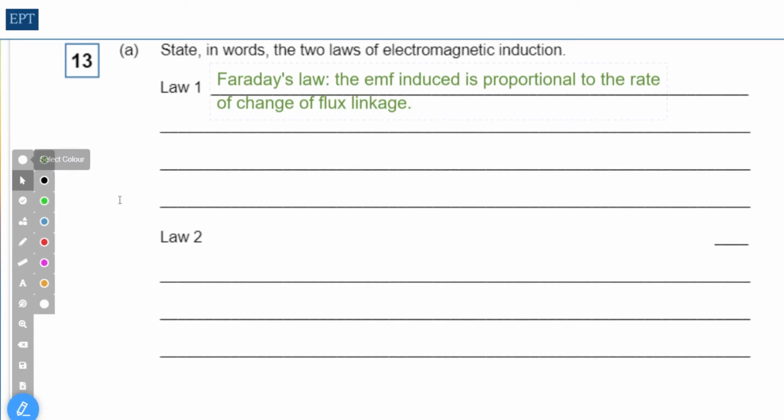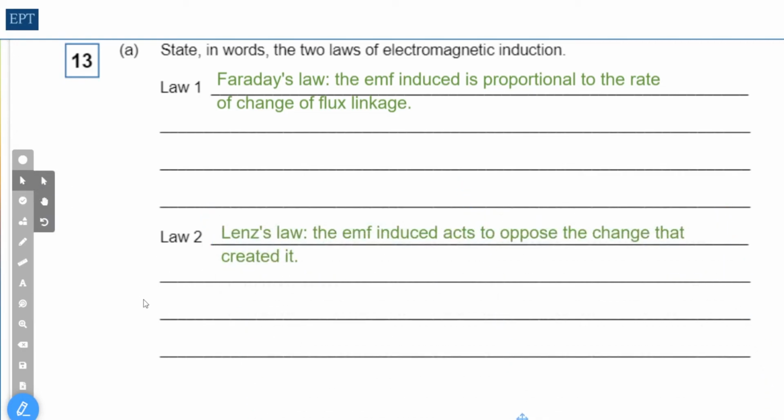The second law is Lenz's law and is the one that normally requires a bit of thought. Lenz's law tells us that the EMF induced acts to oppose the change that created it. A lot of my students find the wording hard for this, so maybe try and commit this to memory. Lenz's law, the EMF induced acts to oppose the change that created it.